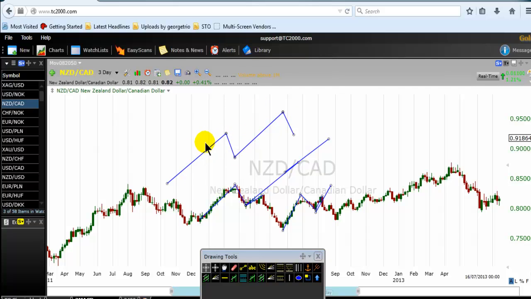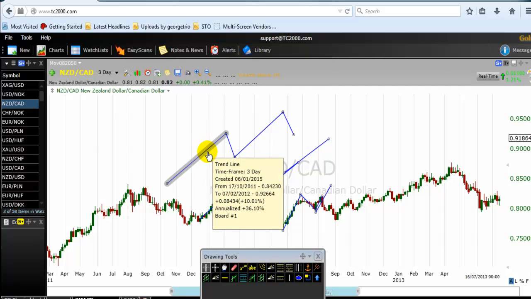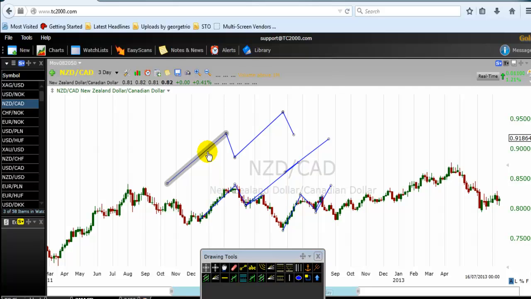Yes, the third wave can be shorter than the first wave, but it should not be shorter than the first wave and the fifth wave together. That's the difference. The third wave can be shorter than the first wave. The third wave can be shorter than the fifth wave, but the third wave should not be shorter than both the first wave and the fifth wave. This is what we are discussing here. Sometimes the first wave is longer than the third wave, or the fifth wave is longer than the third wave. But the third wave should not be the shortest wave, which means it should not be shorter than the first and the fifth together. It can be shorter than the first wave alone, or shorter than the fifth wave alone, but it cannot be shorter than both.